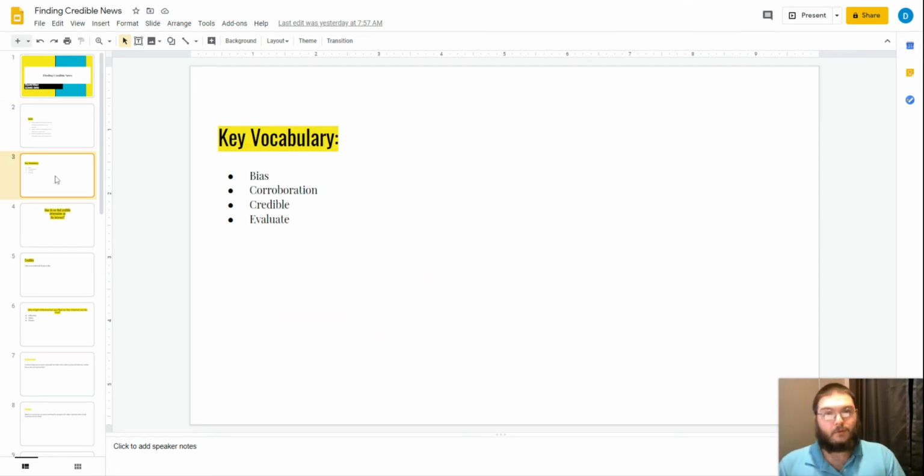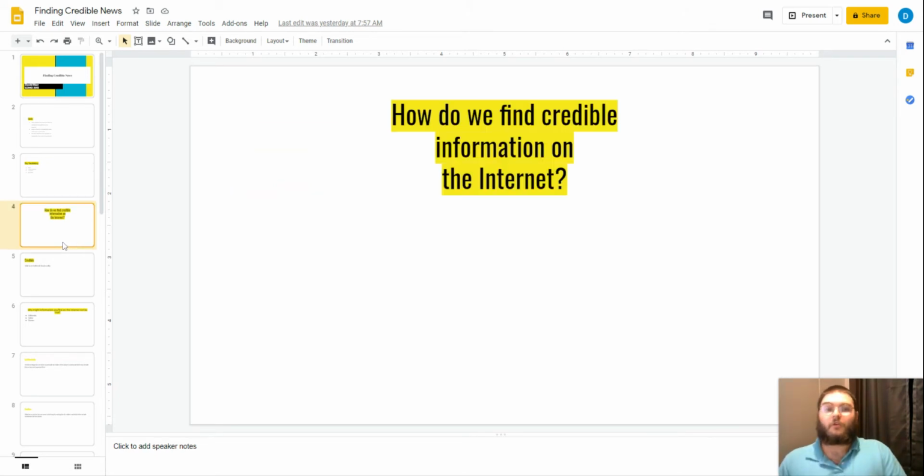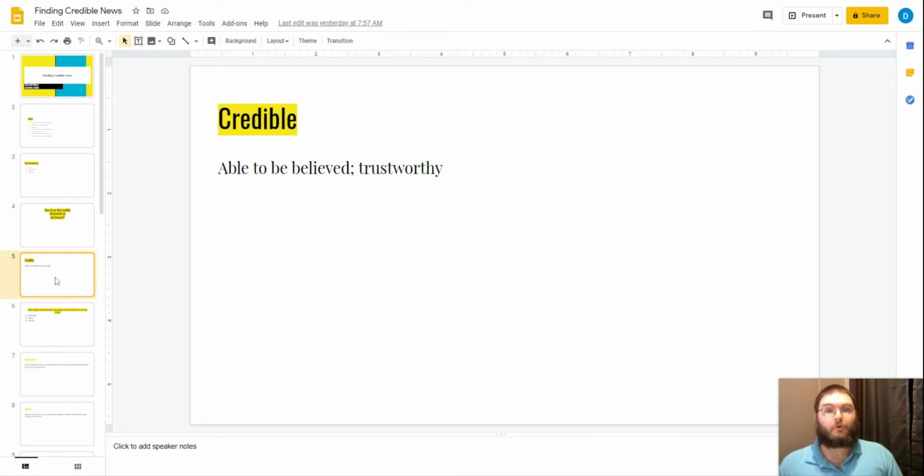Some key vocabulary we will go over throughout the lesson is bias, corroboration, credible, and evaluate. We will go over them as they come up. So, the whole point of the lesson: how do we find credible information on the internet? Well, to answer that, the first thing we have to answer is, what does credible mean? Something is credible if you can believe it or if it's trustworthy.